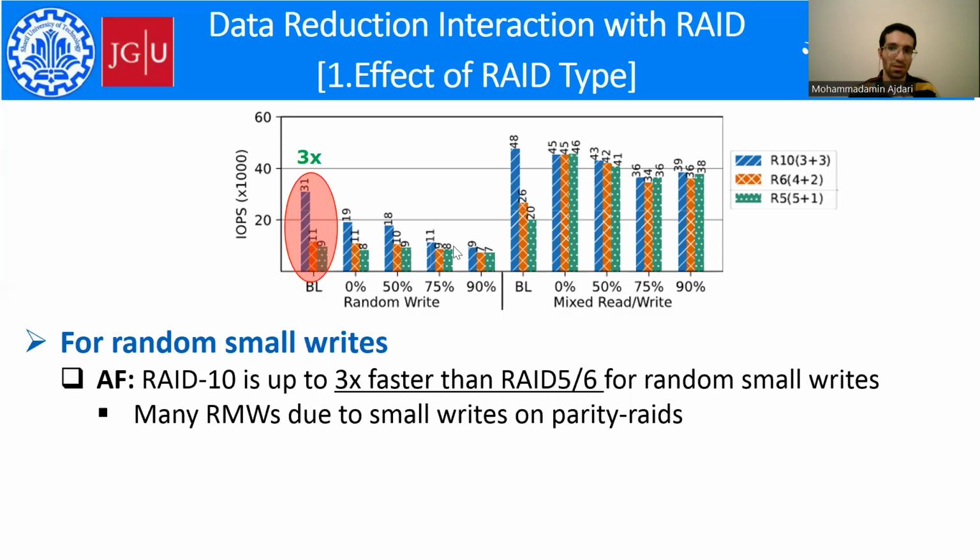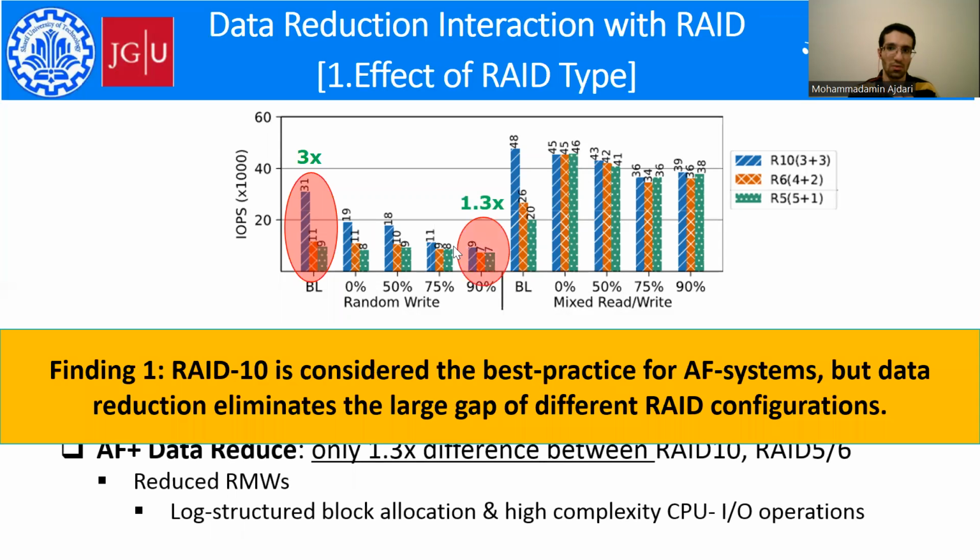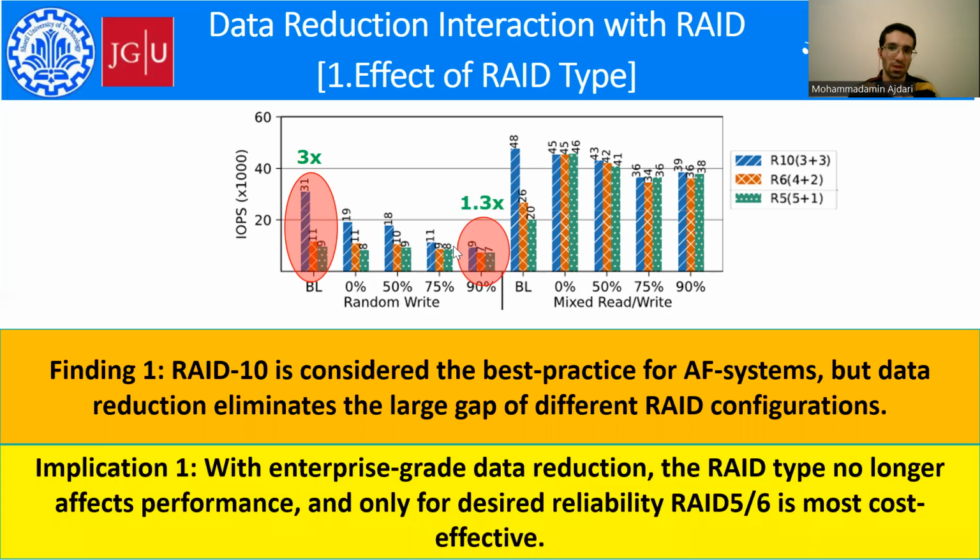However, when data reduction is added to the storage stack, it partly converts random accesses to sequential data writes. Data reduction complexity also reduces the performance. This eliminates the performance gap of different RAID types in the presence of data reduction. Thus, our first finding suggests that RAID type highly affects the performance in traditional all-flash systems, but the opposite is true in the presence of enterprise-grade data reduction. Therefore, the optimal RAID type can be selected following the reliability requirements, not the performance, in all-flash systems with integrated data reduction, thus achieving a higher economy of cost.